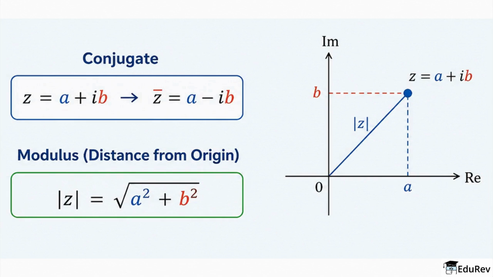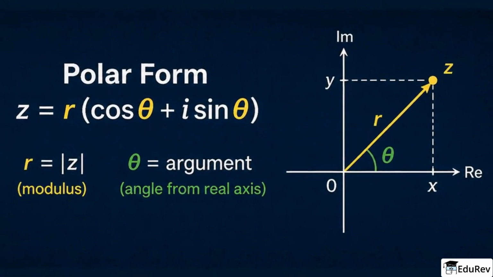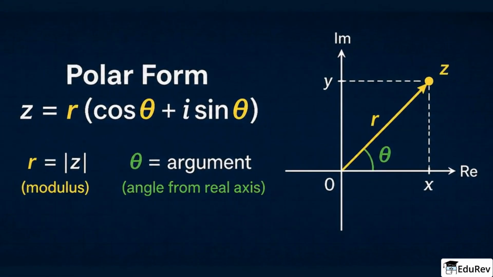The conjugate of z equals a plus ib is z bar equals a minus ib, and the modulus is the distance from origin. Modulus z equals square root of the quantity a squared plus b squared. In polar form, z equals r times the quantity cos theta plus i sin theta, where r equals modulus z and theta is the argument or angle from the real axis.